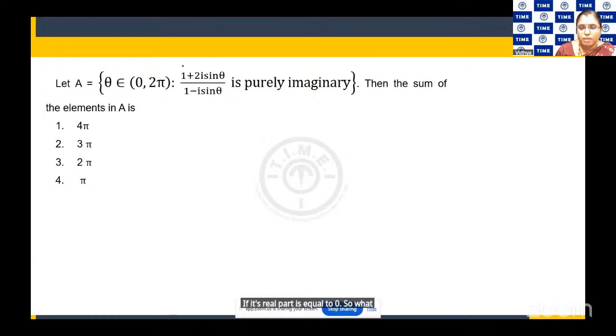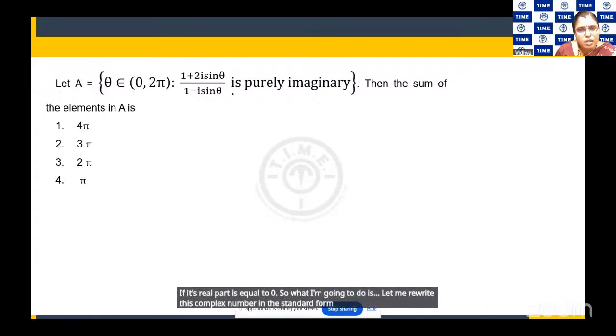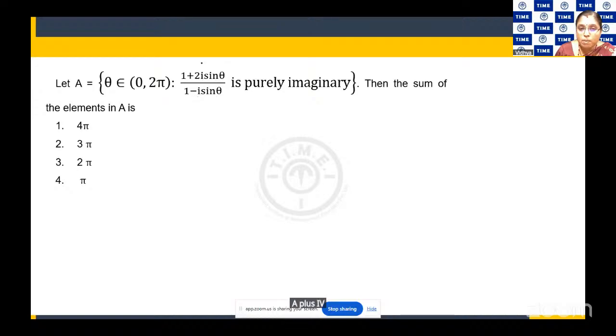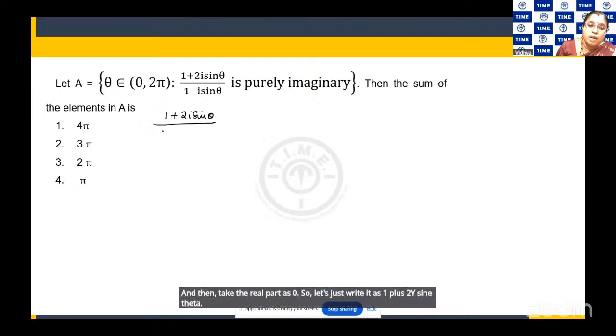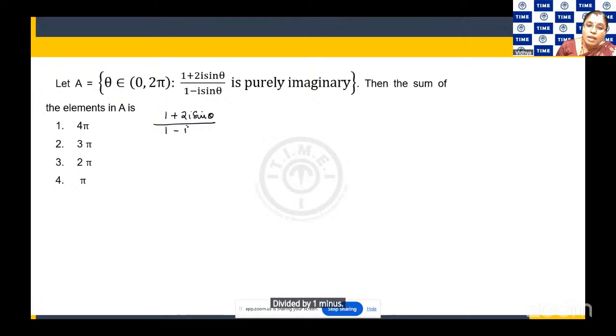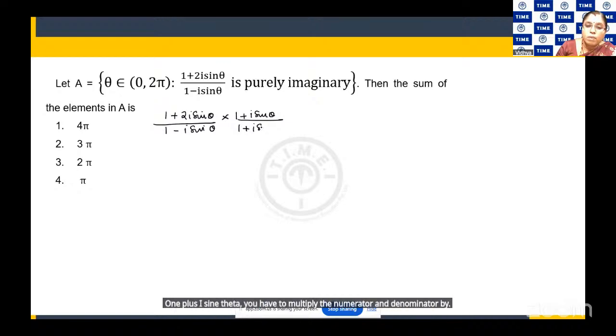So let me rewrite this complex number in the standard form, a + ib, and then take the real part as 0. Let's write it as (1 + 2i sin θ) divided by (1 − i sin θ). For that, I'm going to multiply the numerator and denominator by the conjugate of the denominator, which is 1 + i sin θ.